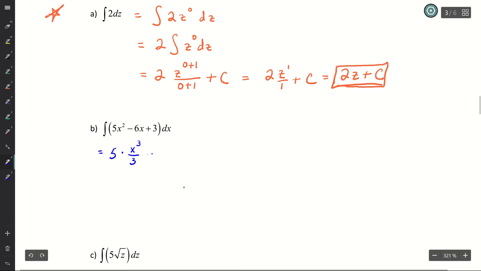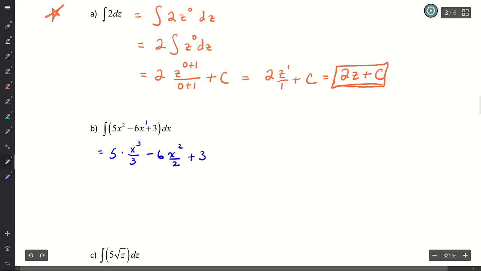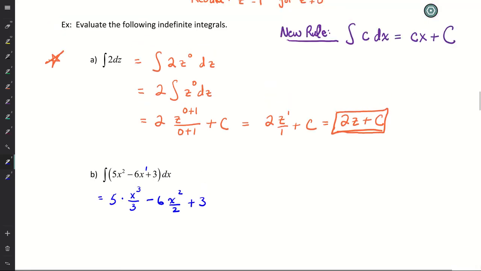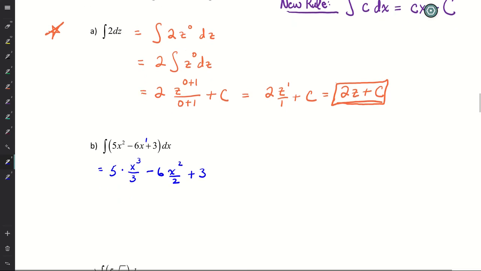This one would be minus 6. Notice here that the understood power is 1. If I increase the power by 1, it would become 2, and then I divide by that exact same power. And then here, plus 3, and then I'm going to use the rule that we just developed in part A, and that is if you're taking the antiderivative or the integral of just a constant, it's going to be that constant multiplied by whatever variable we're integrating with respect to. So it'll be times x, and then finally at the end plus c.